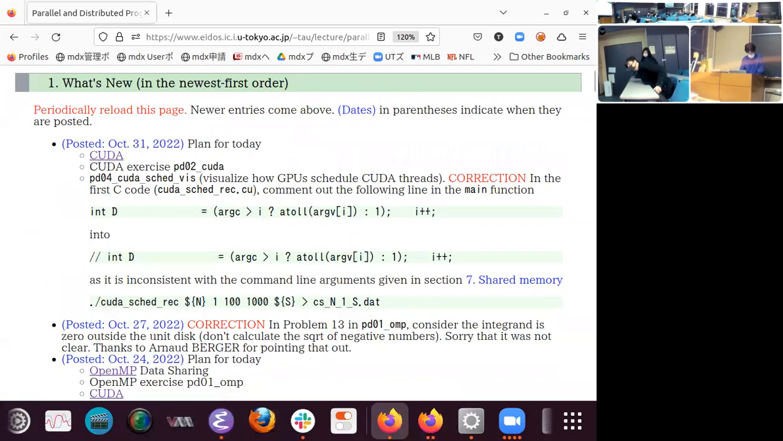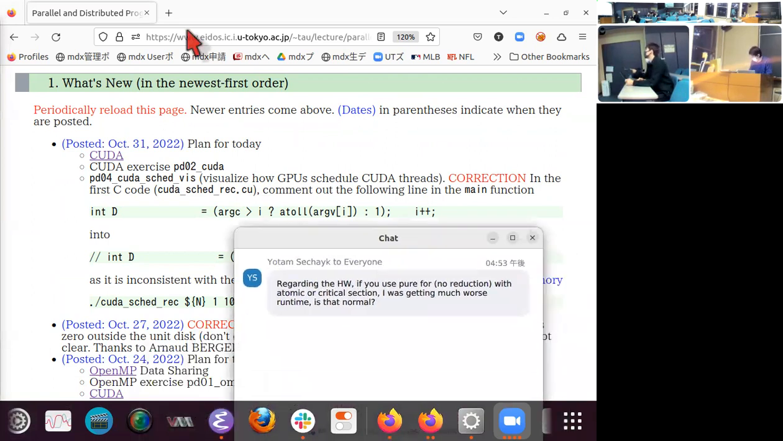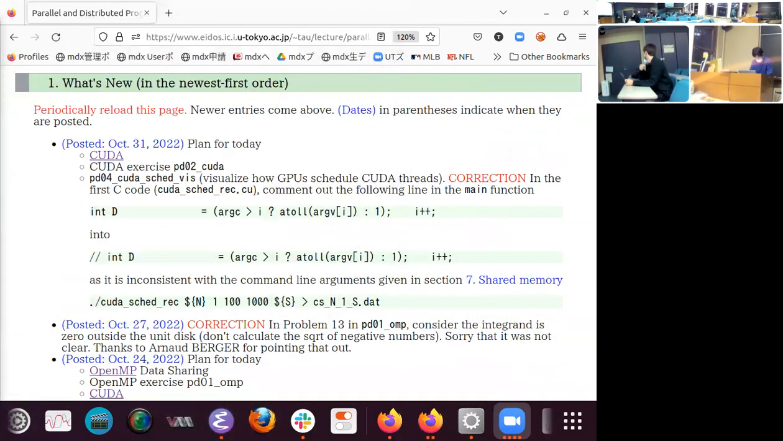Okay, let's get started with CUDA again. I got a question about this, but I'll get to that later, not now. So let me start talking about CUDA.